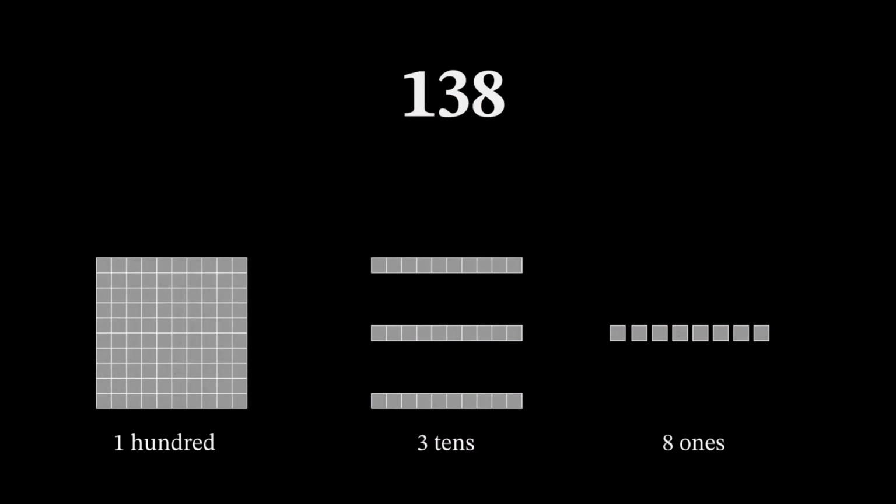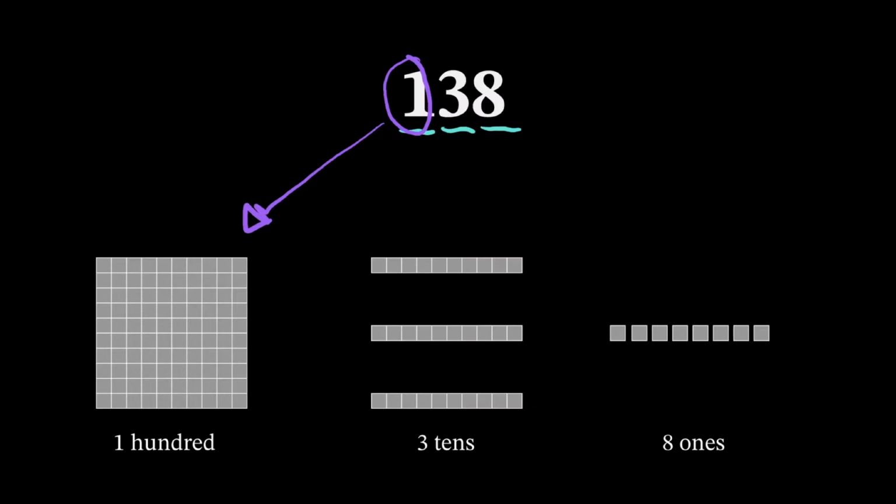Model the number 138 using these base 10 blocks. So looking at each place value or position in this number, if we look at the digit 1, it's in the hundreds position. So that means we have 100. Now we're using a big square block to represent 100. So we have one of those.